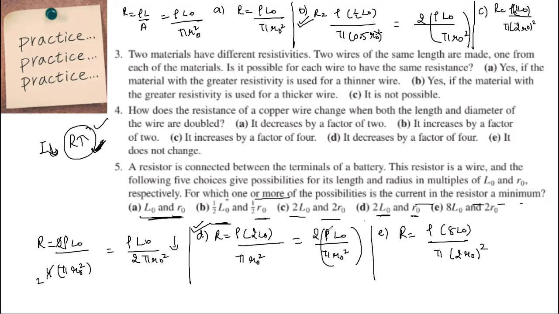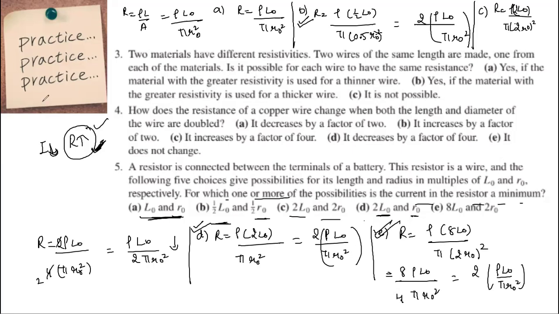With 2 R naught square, we will have to simplify over here. So 8 I'm bringing to the front, rho L naught, and then I have pi R naught square. I had 2 over here, so 2 square will be 4, right? So I have 8 divided by 4, which is 2. Then I have rho L naught over pi R naught square, so this is also 2. This option also seems like a correct option.